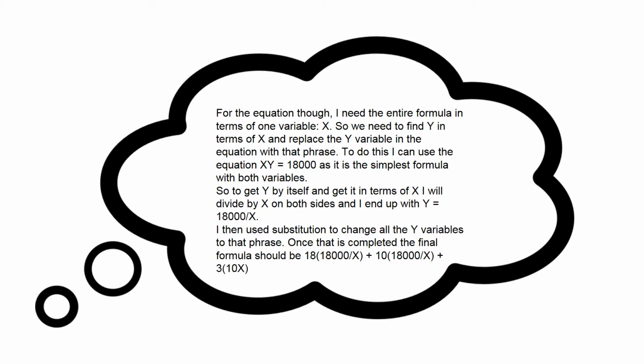For the equation though, I need to find the entire formula in terms of one variable, X. So we need to find Y in terms of X and replace the Y variable in the equation with that phrase. To do this, I can use the equation X times Y equals 18,000, as it is the simplest formula with both variables. So to get Y by itself, I will divide by X on both sides, and I end up with Y equals 18,000 divided by X. I then use substitution to change all the Y variables to that phrase. Once that is completed, the final formula should be 18 times 18,000 over X plus 10 times 18,000 over X plus 3 times 10X.